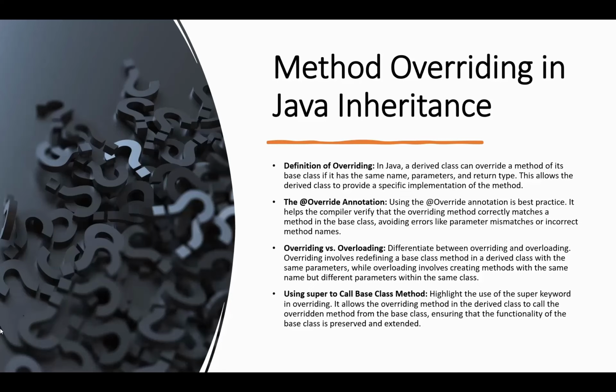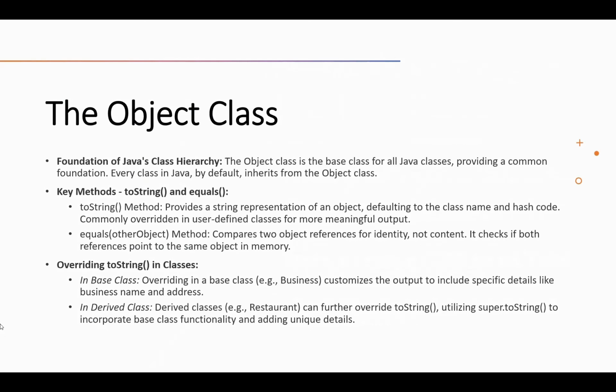So method overriding in Java allows derived classes to provide a specific implementation for methods inherited from their base classes. It's a fundamental part of Java's inheritance model, enabling polymorphism and more dynamic, flexible code design. And the next topic is the object class.